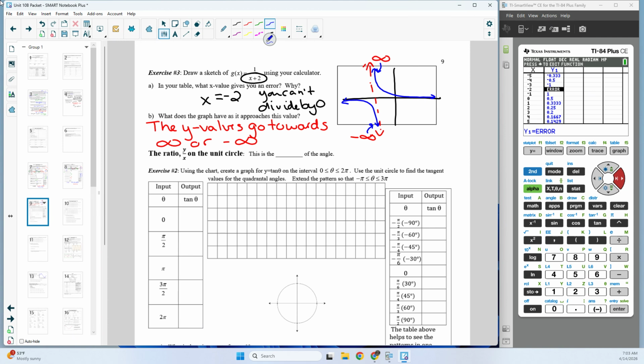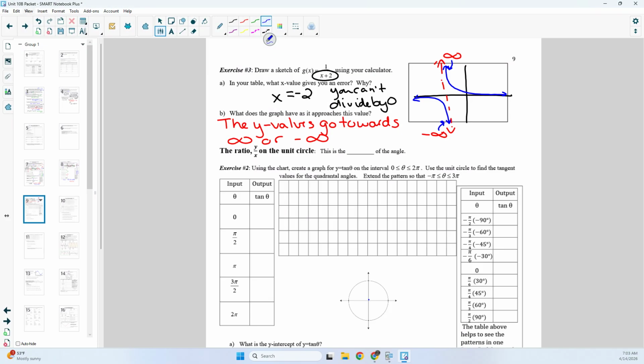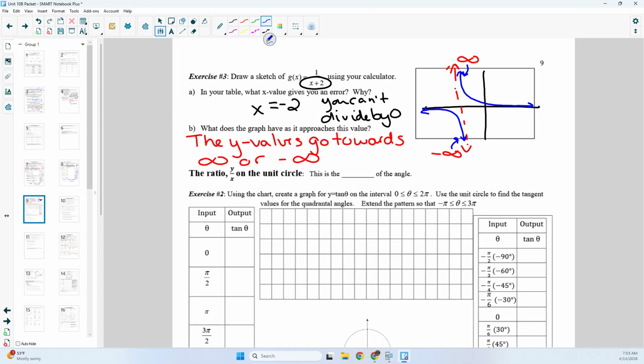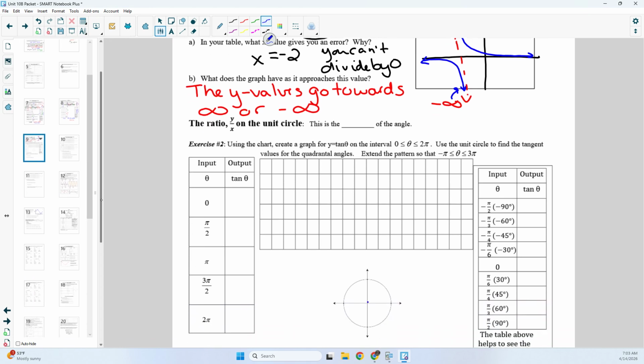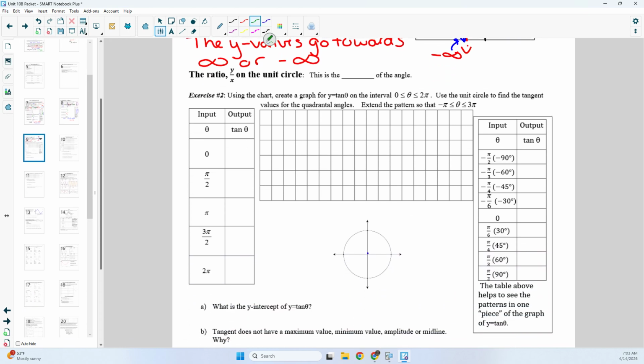So the next thing we're going to look at is the ratio of y to x on the unit circle. Now we know on our unit circle, I'm going to maximize this quickly and zoom in a little bit so we can see this better before we start. Okay, so on the unit circle, if I want to do y over x, that is the tangent of the angle. So we're going to be looking at what the graph of tangent looks like. Now, sine and cosine pretty much almost look the same. Tangent, not at all. It's going to look completely different.